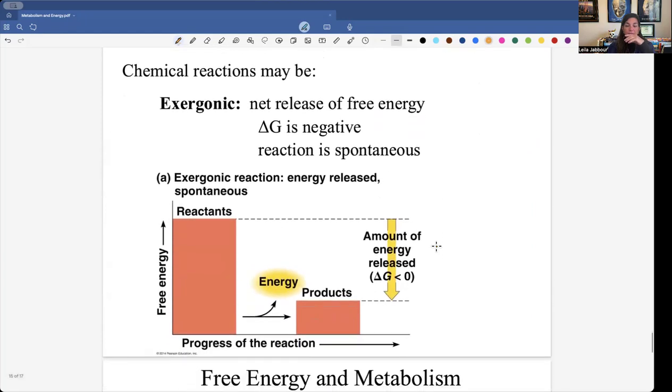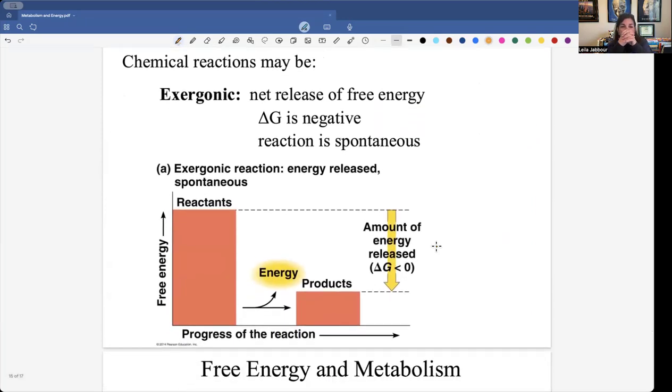So, free energy and metabolism. Let's talk about that. Chemical reactions can be exergonic. What that means, and this is an important definition, is that there's going to be a net release of free energy. Release. This is going to be a release.